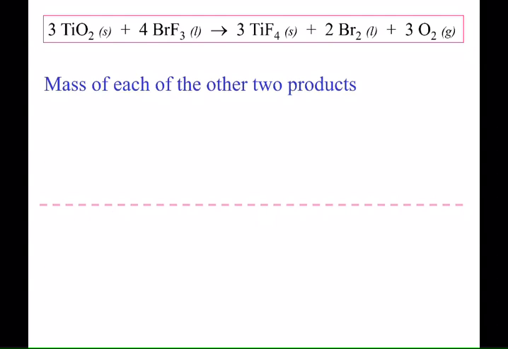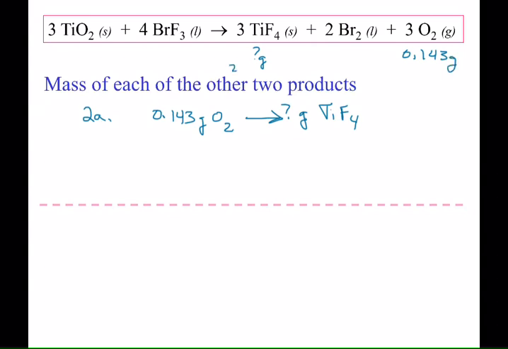Okay. So I'm going to ask this in the form of a question. You're going to need some scratch paper. Go off and work this problem and come and tell me what the answer is. So basically we have problem 2A. 2A is going from 0.143 grams of O2, and I want you to go to grams of one of the other products. Question mark grams of TiF4. So question mark grams of this based upon 0.143 grams of this. That's your 2A.